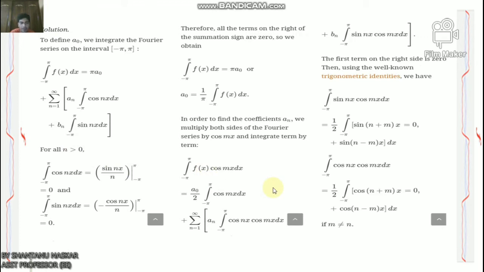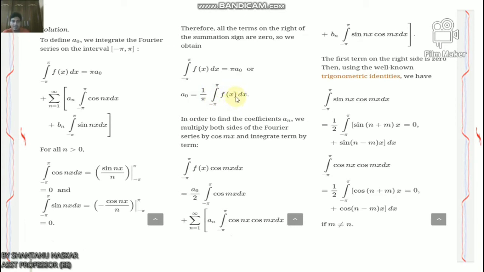Now integration of cos nx dx over the interval minus pi to pi equals sin nx by n, which is equal to 0, and integration of sin nx dx over the interval minus pi to pi equals minus cos nx by n, which equals 0. Therefore all the terms on the right of the summation sign are 0, so we obtain integration minus pi to pi f(x) dx = pi a0, or a0 = 1 by pi integration f(x) dx.